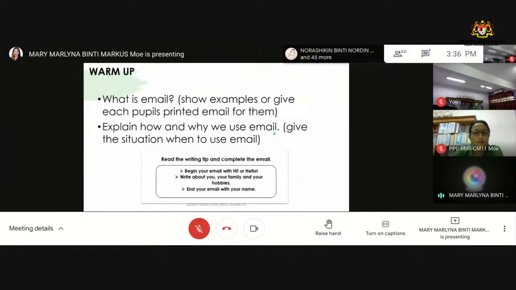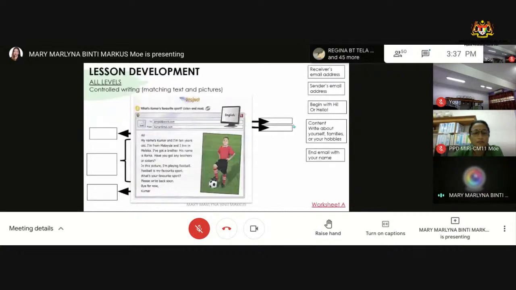Okay, you can read the writing tip in the book, and then explain to them that you begin your email with hi or hello, then you write about yourself, your family, and your hobbies, and then always end your email with your name. Okay, and then the next one. This is what I said about worksheet A just now. For all levels, controlled writing, matching text and pictures. So we need to teach them the format of writing an email, based on the Year 4 textbook.